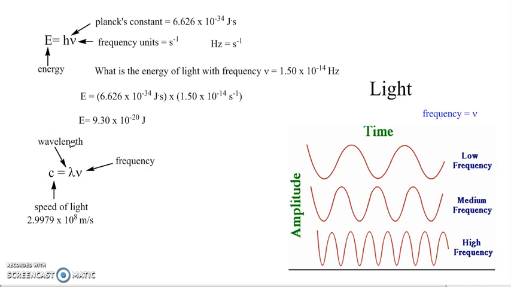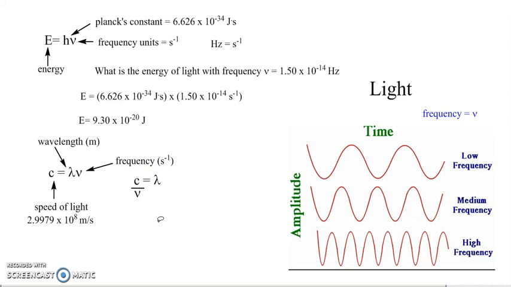Now, notice that since the speed of light is in meters per second, frequency has to be in 1 over seconds, reciprocal seconds, and wavelength has to be in meters. So if I'm given information about light in terms of wavelength, I can use this to find the frequency and then find the energy, because I can rearrange this equation. If I divide both sides by the frequency, frequency cancels on the right side, and I'm left with wavelength equals speed of light divided by frequency.